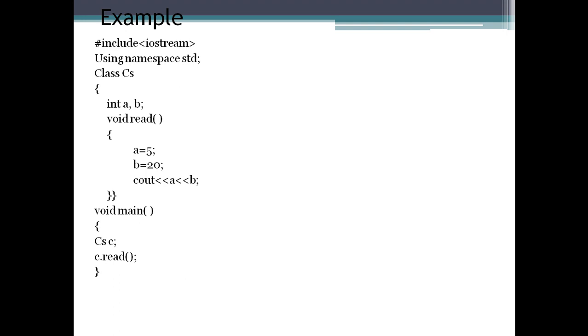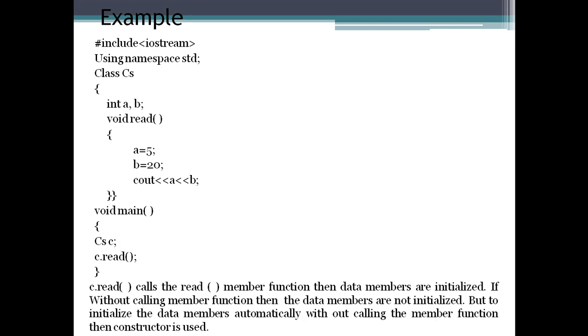Within the main method we are creating an object called c for the given class cs, right? If you want to access the read method defined for the cs class, the syntax is simple: c dot read. So if that is the case, if I run the program, what will happen? c.read calls the read member function, then the data members are initialized.